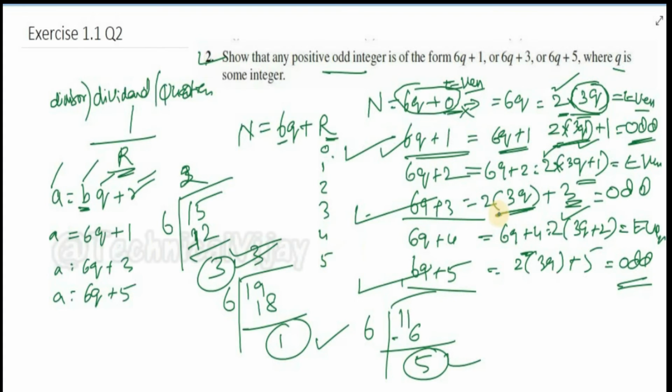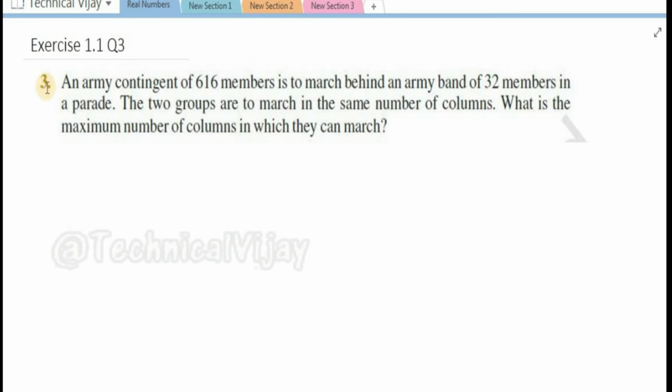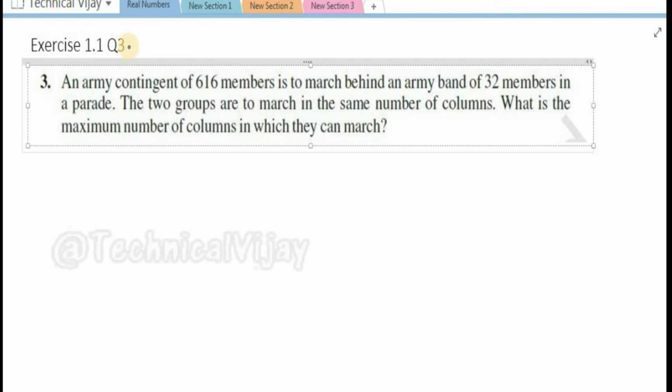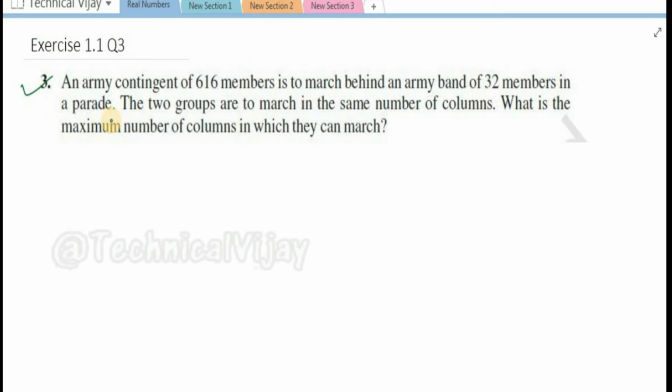Okay, we will go for the next question. So now we will start exercise 1.1, question number 3. An army contingent of 616 members is to march behind an army band of 32 members in a parade. The two groups are to march in the same number of columns. What is the maximum number of columns? Here he has asked for the maximum. Maximum means highest.